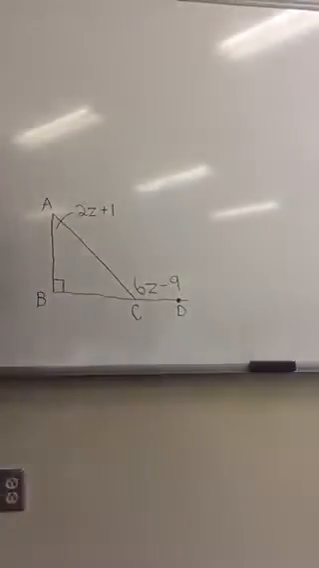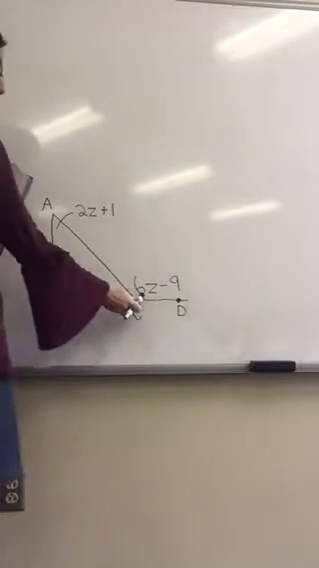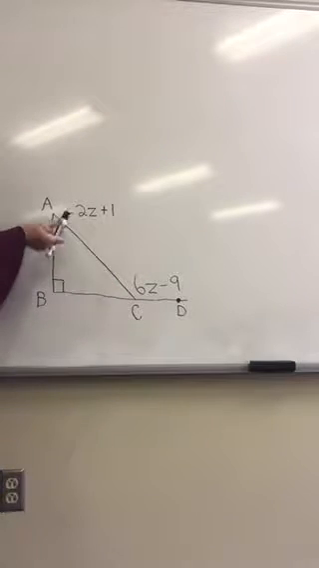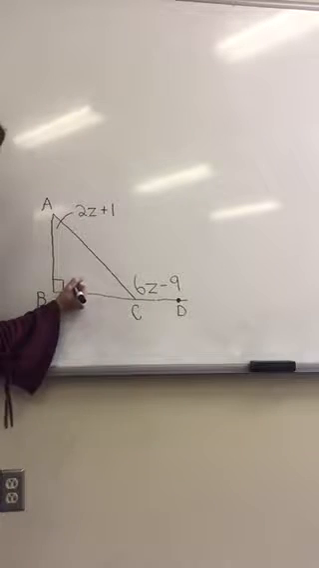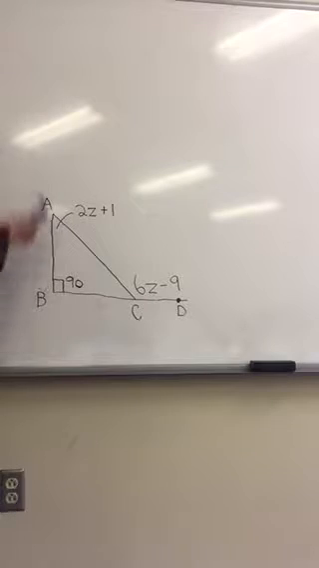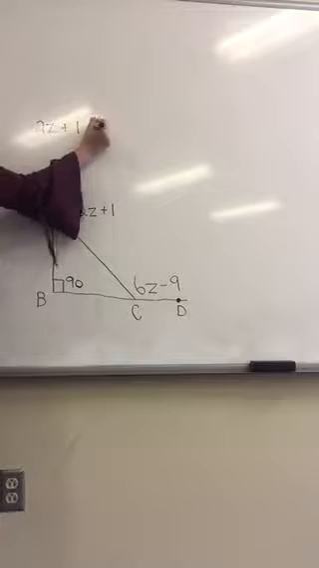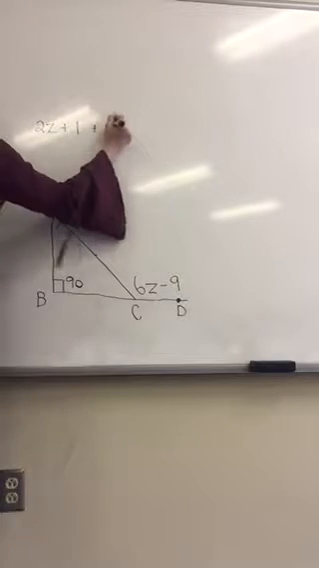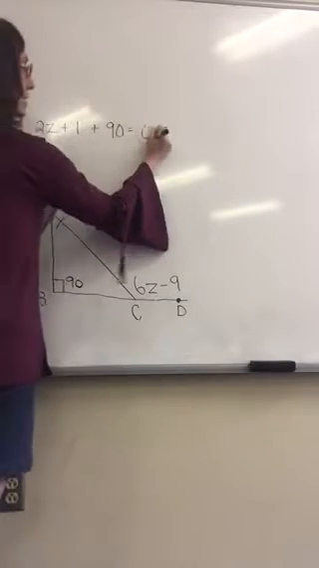All right, here's one more dealing with the same thing. Here's our exterior angle theorem. We have the exterior angle is going to be equal to the sum of its two remote interior angles. What do we know about angle B? There's no number written there. Well, it's a right triangle, and they show us that that is the right angle. So, of course, that is 90. So here, we're going to add up angle A plus angle B. So we have 2z plus 1 plus the 90-degree angle is going to equal that exterior angle, 6z minus 9.